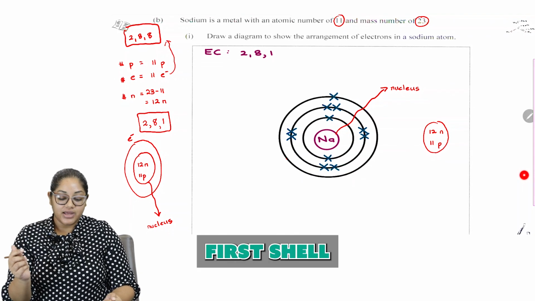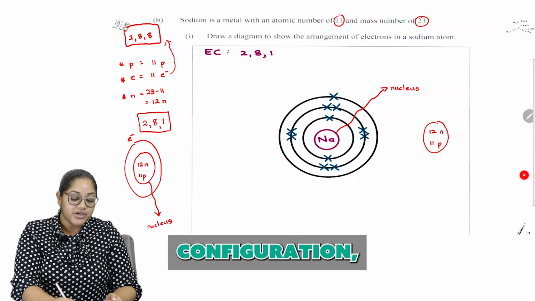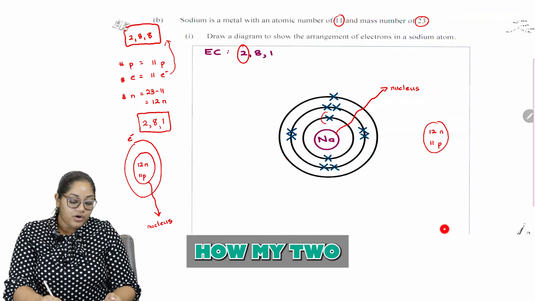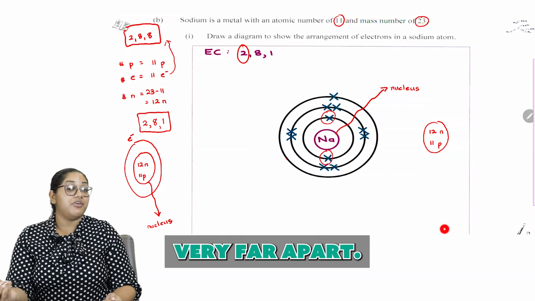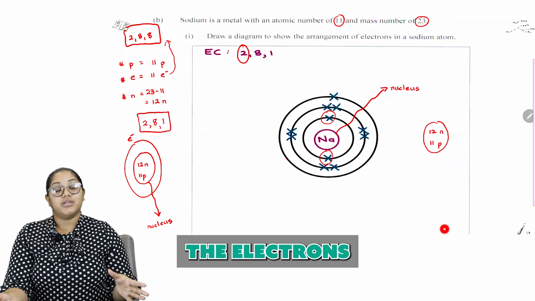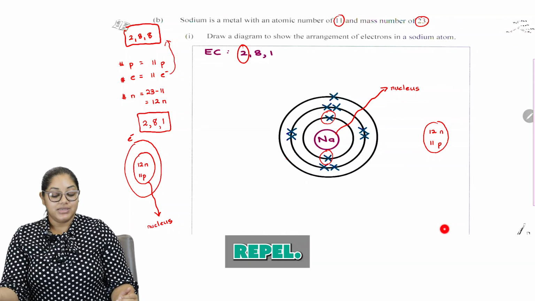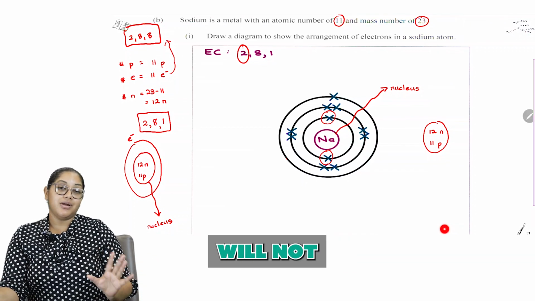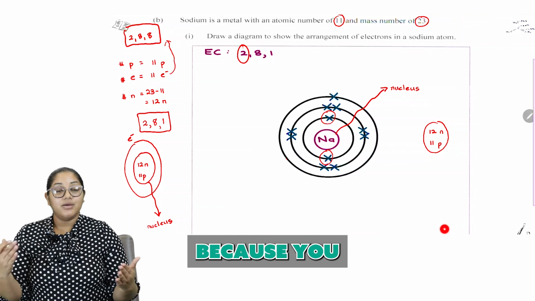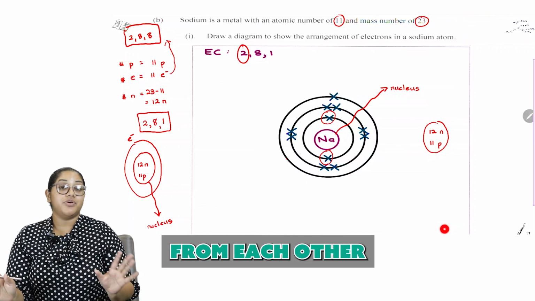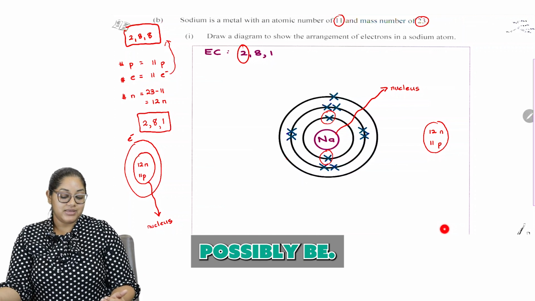Now in our first shell, according to our electronic configuration, we have 2 electrons. Notice how my 2 electrons are very far apart. Electrons have negative charges. Like charges repel. So these 2 electrons will not pair up because you only have 2 inside of that one shell. They will be as far apart from each other as they could possibly be.